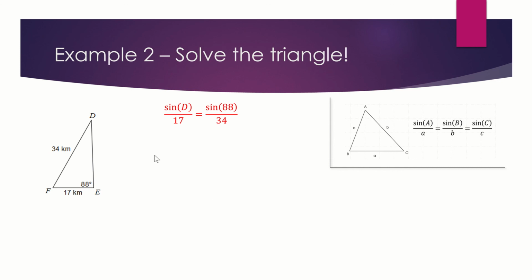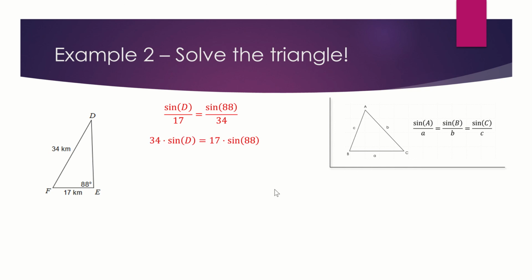So this is how it's done. Suppose you want to find out this angle D. We know the sine of D over 17 is equal to the sine of 88 over 34 using the law of sines. Notice I didn't use F because we don't know the angle, or we don't know little f, the opposite side. So we used D and E.